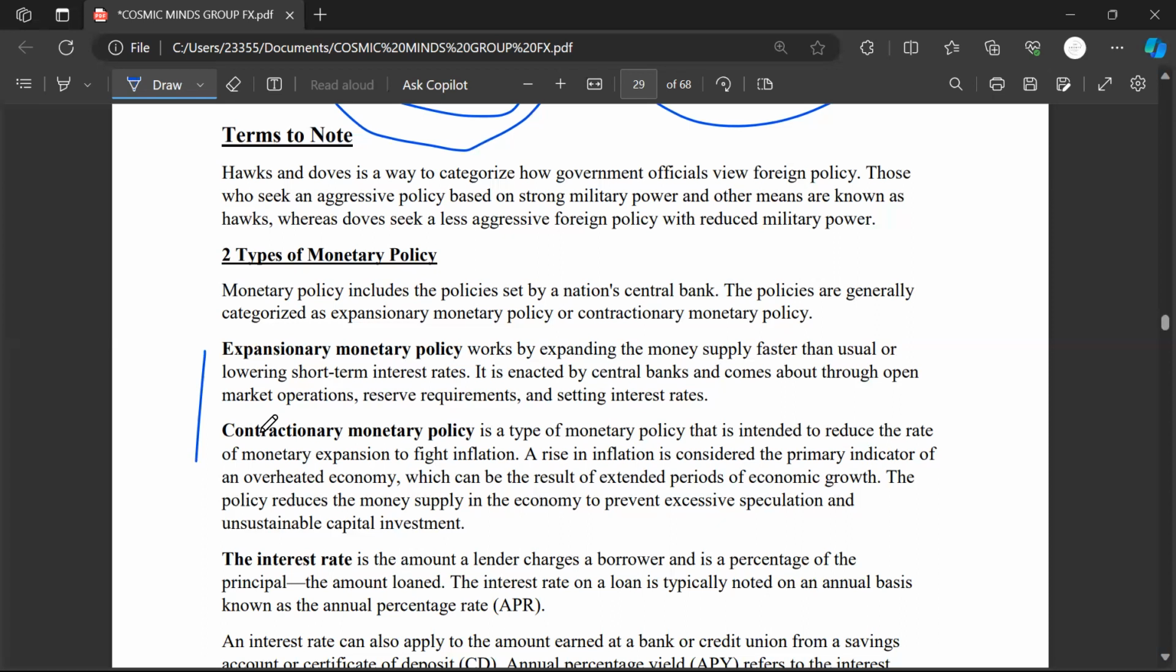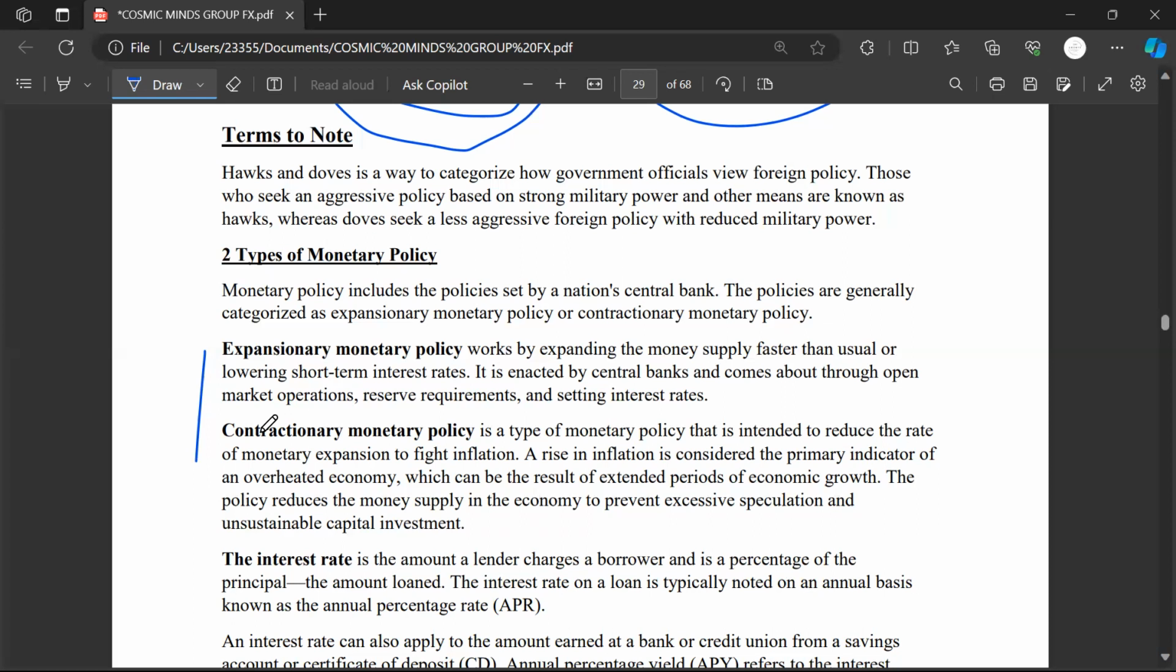Now, this type of monetary policy is intended to reduce the rate of monetary expansion, right? To fight inflation, right? A rise in inflation is considered the primary indicator of an overheated economy, right? Which can be the result of extended periods of economic growth, right? When the economy becomes too strong for a period of time, right?